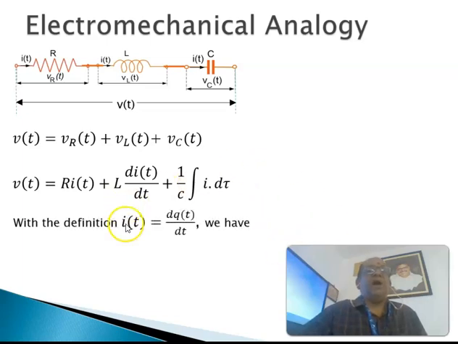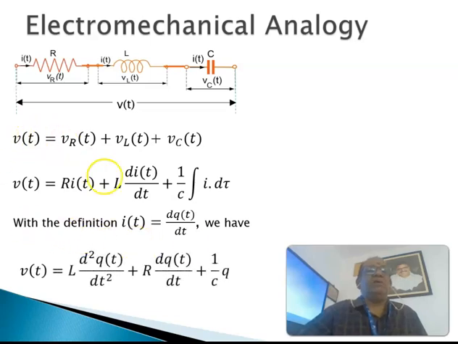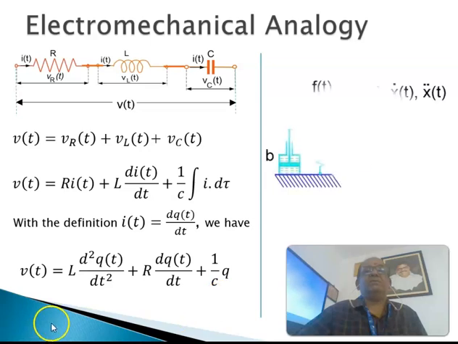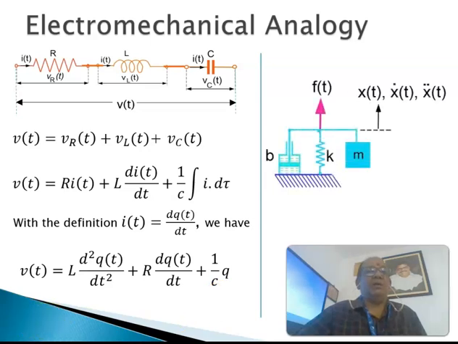We define current i as the rate of charge, dq/dt. With this definition, we can write v(t) is L d²q/dt² plus R dq/dt plus (1/C) q. This is one side. The other side is a mechanical system, which is shown over here.